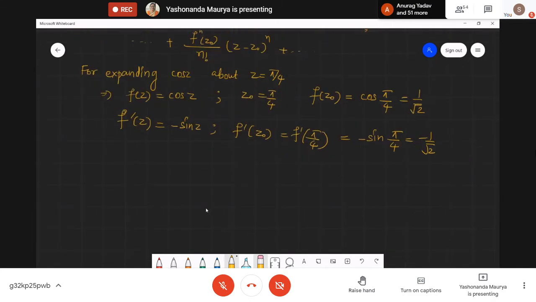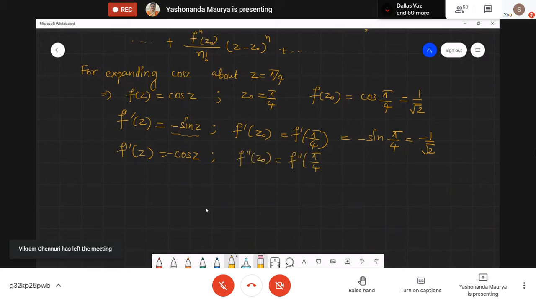Now f double dash of z. Again differentiate this expression. So it will be cos of z with a negative sign. Okay, I will evaluate f double dash at z0, that is f double dash at pi by 4. So this will be equal to cos of pi by 4 with a minus sign, that is minus 1 by root 2.